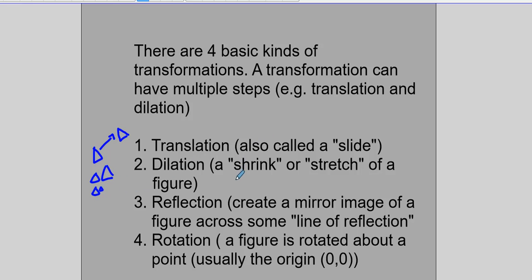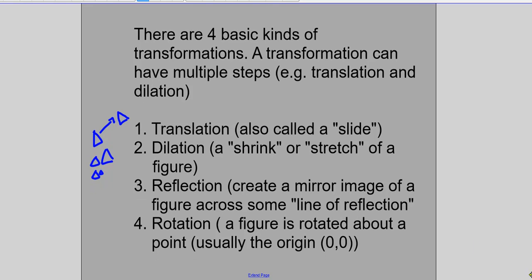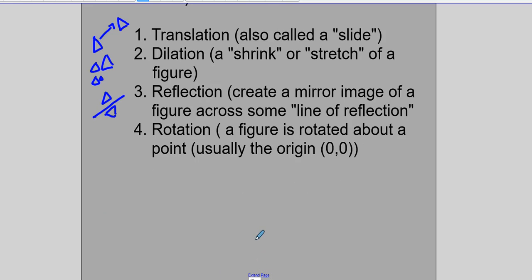Shrink or stretch. A reflection is where you create a mirror image of the figure across some line of reflection. So suppose I have a triangle here. This is my line of reflection. I reflect it over that line of reflection. That is a reflection. Then the rotation, which is what this video is about.